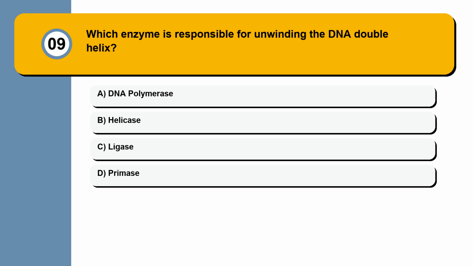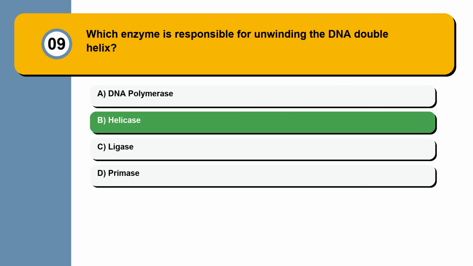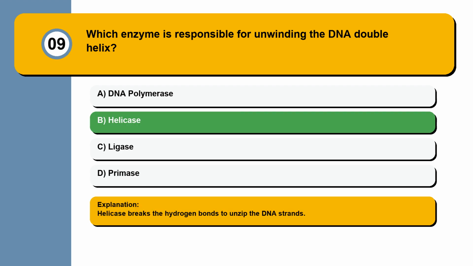Question 9. Which enzyme is responsible for unwinding the DNA double helix? DNA polymerase, helicase, ligase, primase. Helicase breaks the hydrogen bonds to unzip the DNA strands.